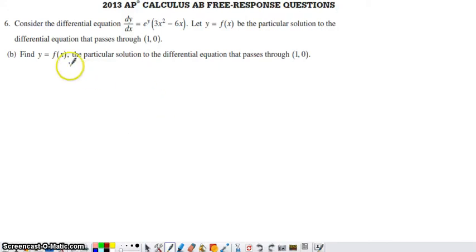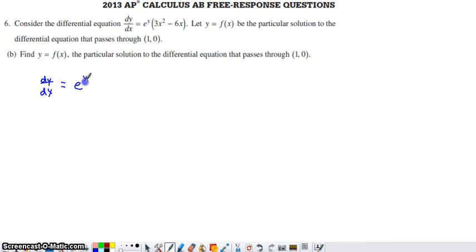So here's the last piece of number 6 from the 2013 AB exam, and in this they want us to find a particular solution to the differential equation that's given that passes through the point (1, 0). So this differential equation, if we're going to try to solve it, we're going to have to use the method of separation of variables.